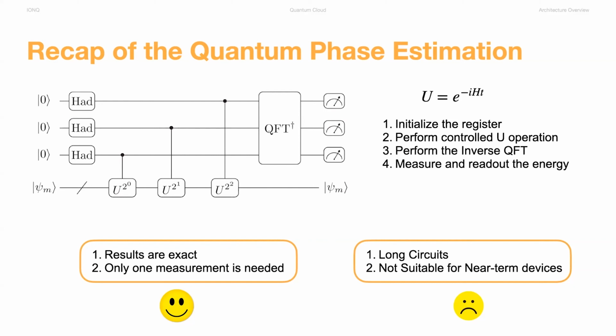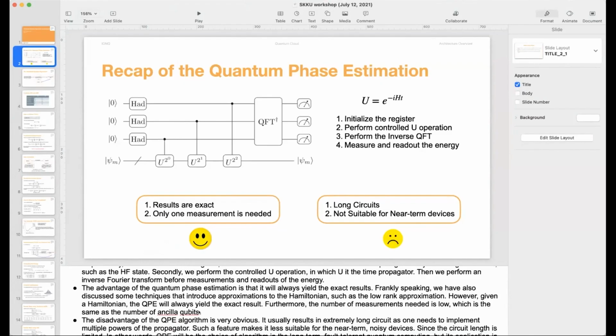The advantage of the quantum phase estimation is that it will always yield the exact results. We have also discussed some techniques that introduce approximations to the Hamiltonian, such as the low-rank approximation. However, given a Hamiltonian, the quantum phase estimation algorithm will always yield the exact energy. Furthermore, the number of measurements needed is low, which is the same as the number of ancillary qubits.